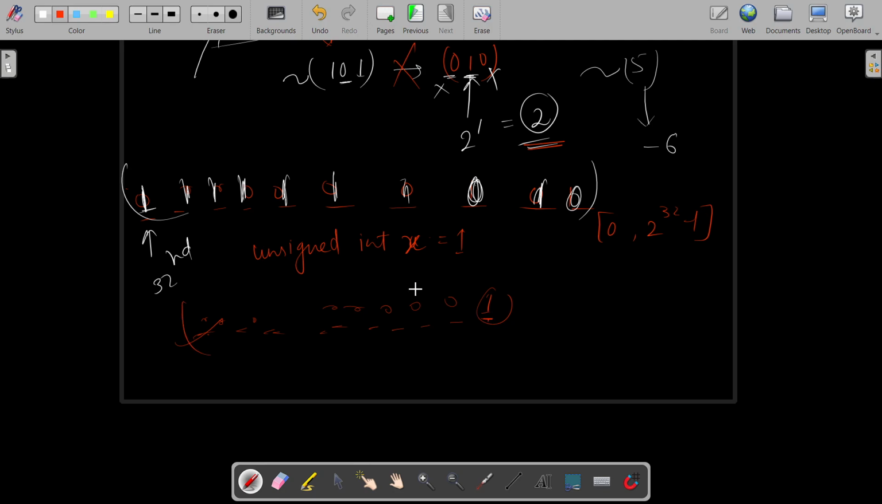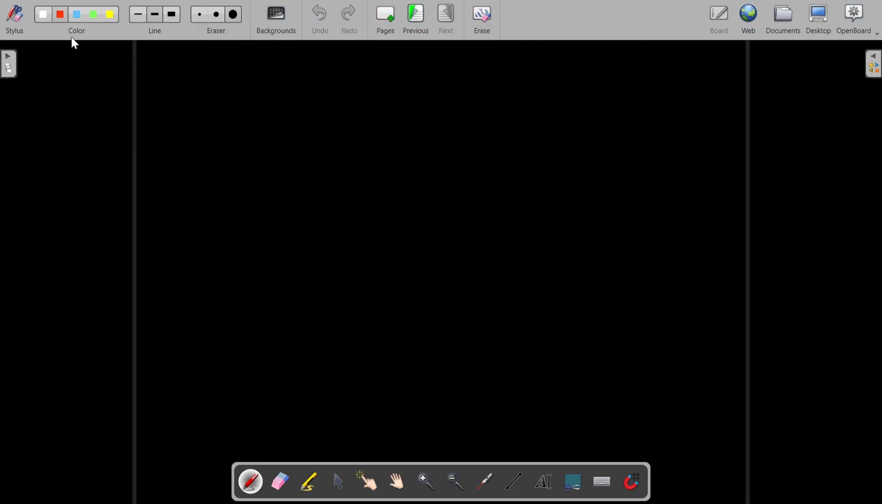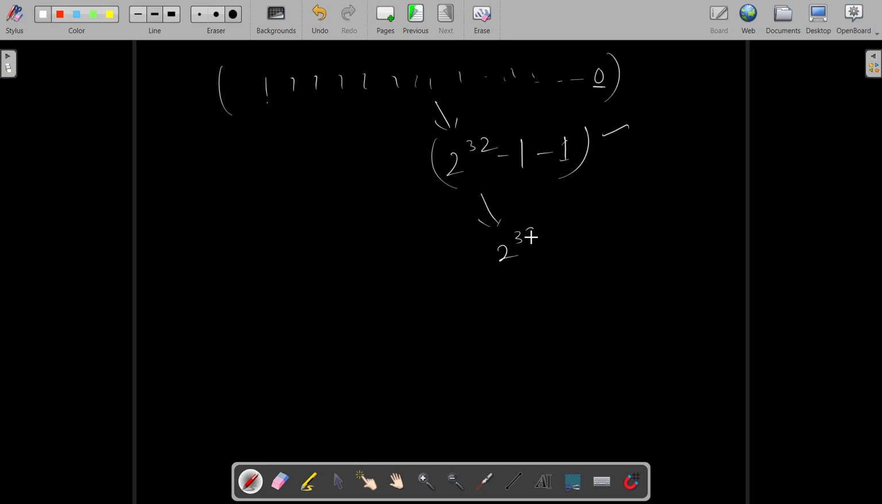So if we try to find the not of it, all the zeros become 1, and this place becomes 0. Let me take you to another page. So it looks something like this: 1 1 1 1 1 1 1 1, 31 ones, and then finally we'll get 0 in the first place. This is a pretty large value. The value that we get is 2 raised to power 32 minus 1 minus 1, or we can write it as 2 raised to power 32 minus 2.